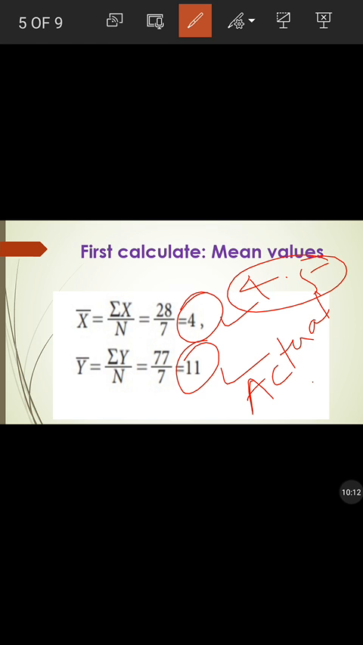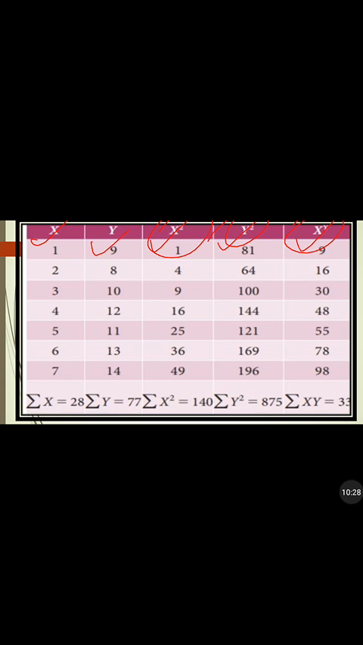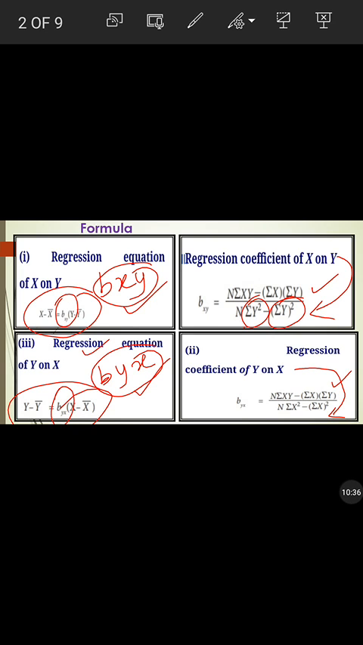One is from actual mean and the other one is from assumed mean. So for this particular problem we have the x bar and y bar values as round values. So we are going to apply actual mean method. Okay, so actual mean method, what is the formula? We have already seen the formula. It is x minus x bar is equal to bxy into y minus y bar. So for the actual mean we are going to find out the coefficient.